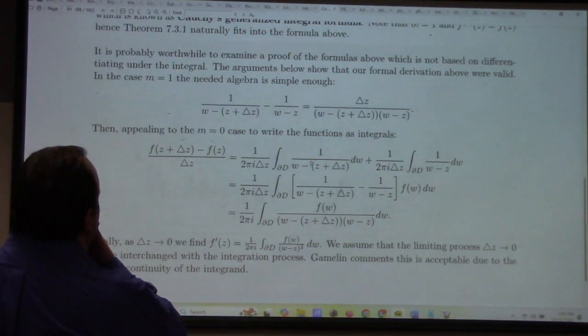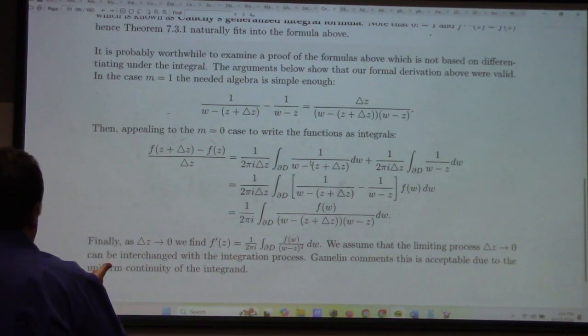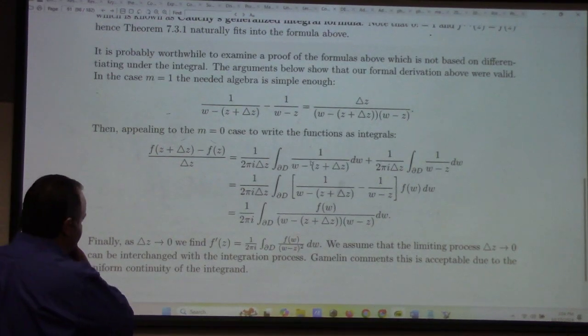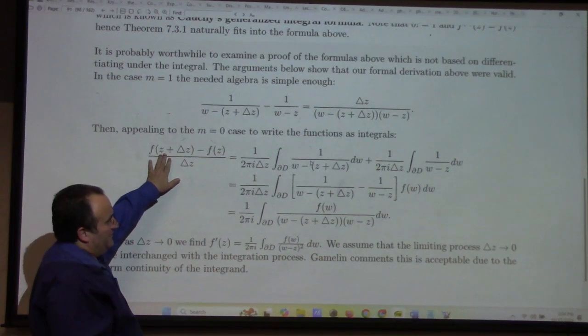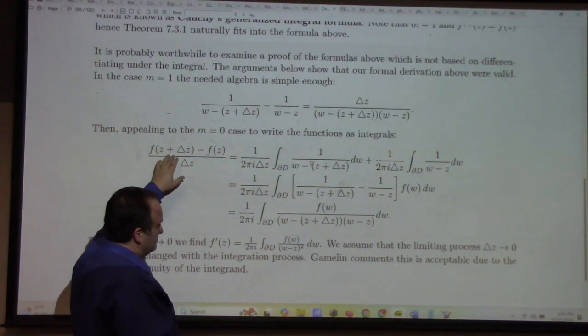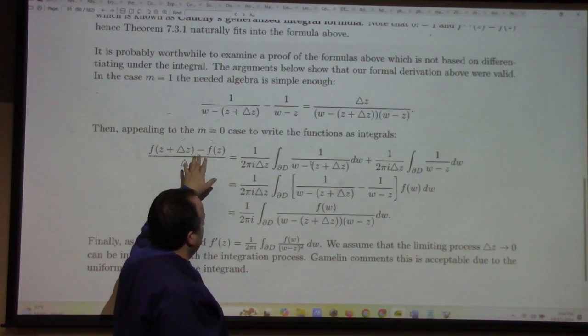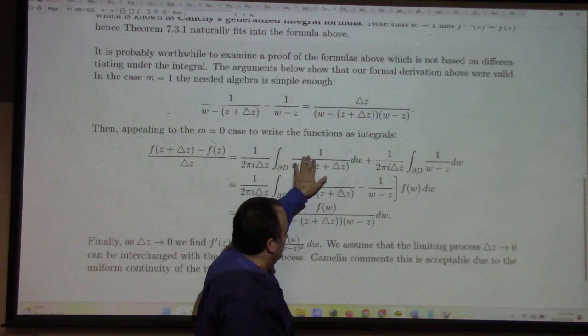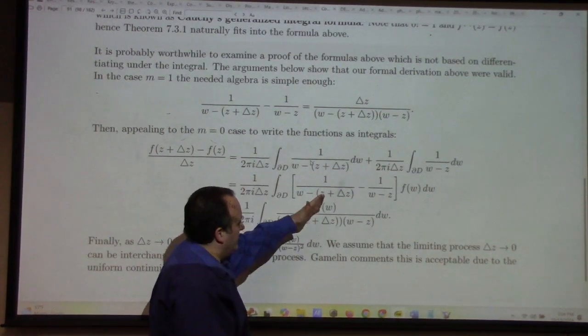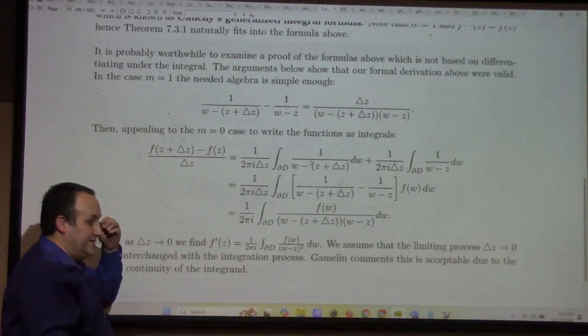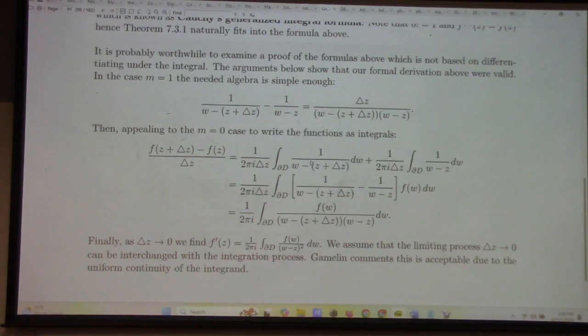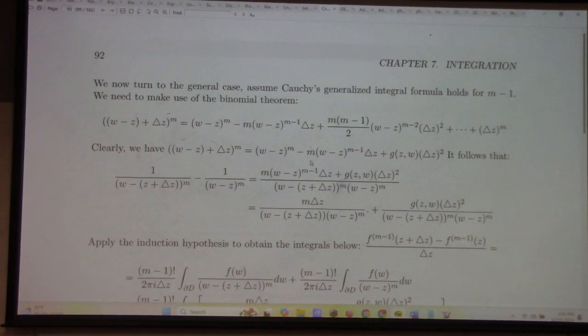Not Cauchy's integral formula. This is the m equals 1 case. So for m equals 1, you calculate the difference quotient of f, and I use Cauchy's integral formula to do two different pieces, and then I'm putting them back together and simplifying and taking the limit, and that's the m equals 1 case. So you can actually just look at a difference quotient, apply Cauchy's integral formula twice, do algebra, take the limit, there it is. This is a little bit uglier to do the generalized one.